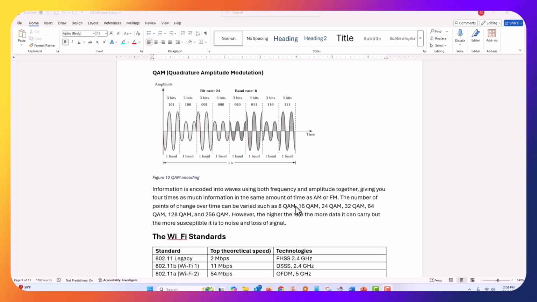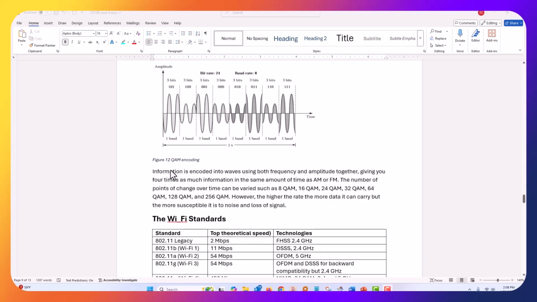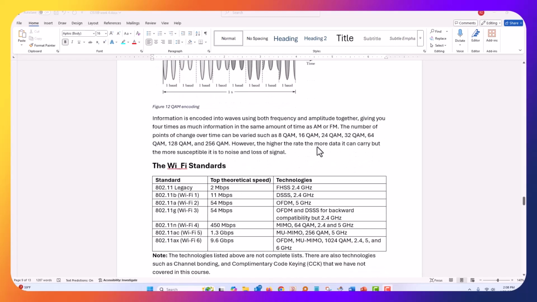But with each of these, you can double from 8 to 16, for example, or from 16 to 32. You can double the amount of data that you can fit into the same number of swings of the phase here, or swings of the signal. So that's QAM. Don't try to understand QAM, just realize that it's a combining of amplitude and frequency and phase modulation. All right, we're going to cut that off here.